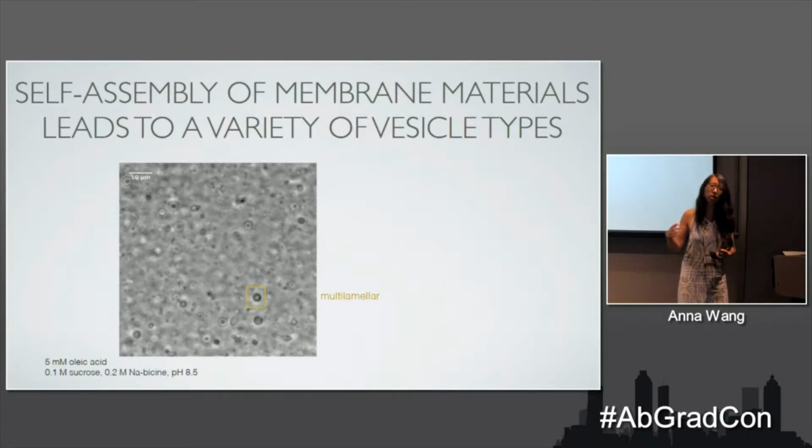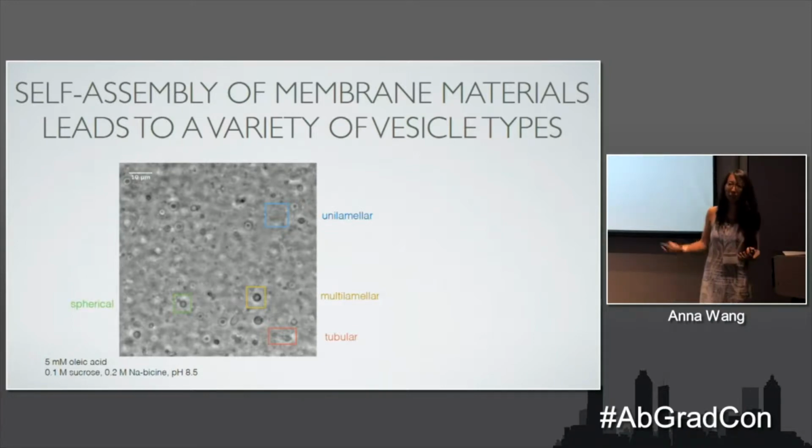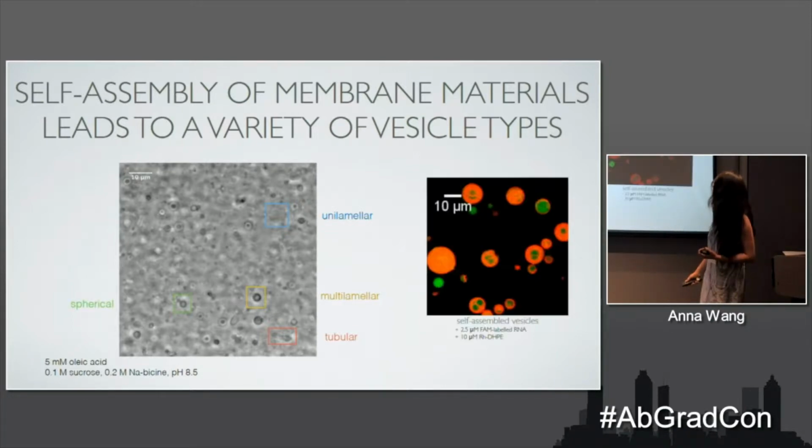That means they have lots and lots of membrane layers stacked up like an onion ring, and they're pretty easy to see under a microscope. You can also get vesicles that just have one membrane, and we refer to these as unilamellar vesicles. You also get things that are tubular, and things that are spherical, and all sorts of things. It's quite a zoo.